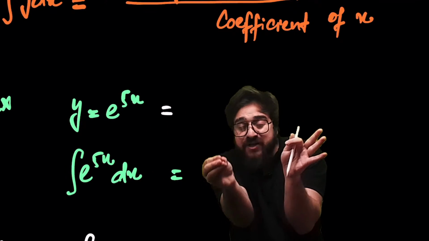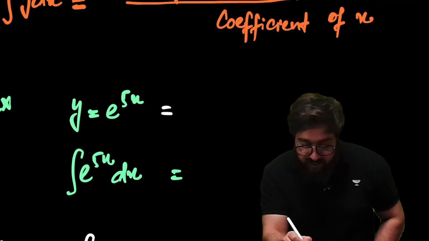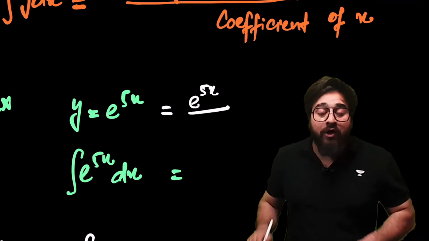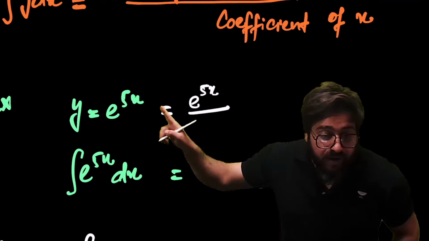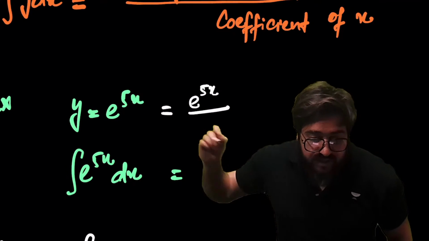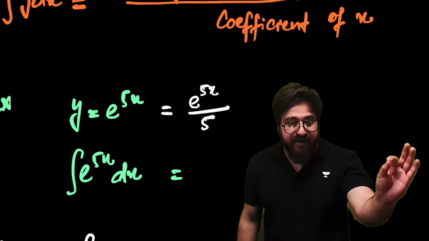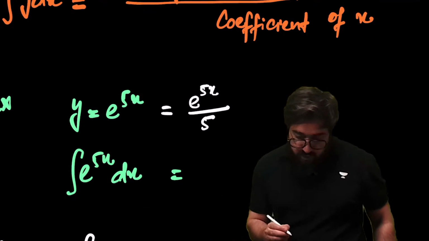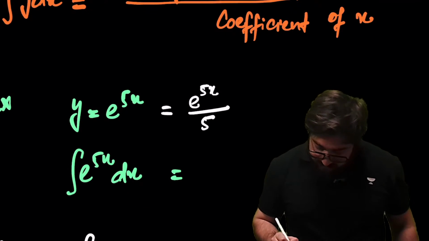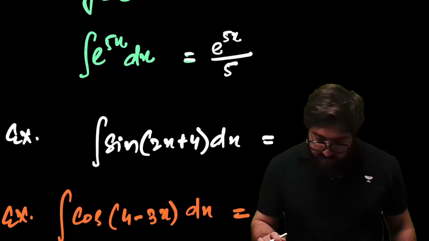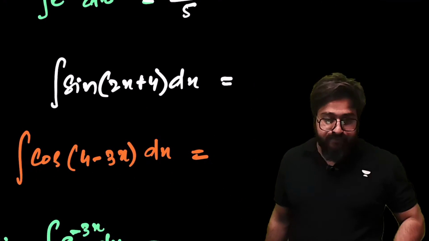Integration of e raised power x is e raised power x only. So we say e raised power 5x only, divided by the coefficient of x. What is the coefficient of x over here? That is 5. So this is 5. This is the answer in this case. This is the integration of this one. I'll put it over here. Okay. Now come to this case.